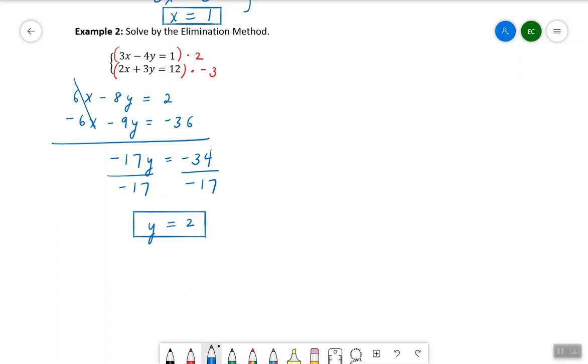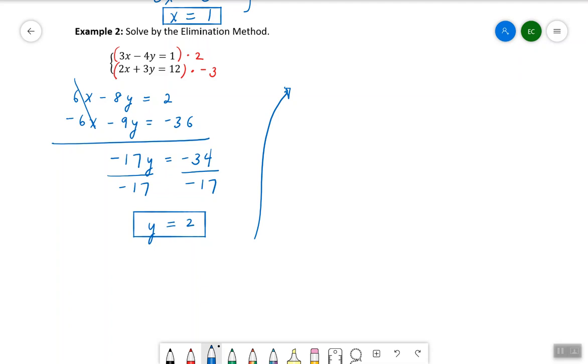Notice we had some other choices when we were setting up the elimination. We could have multiplied the first equation by -2 and the second equation by +3, and that would have been just as good. We also could have eliminated y instead of x. If we wanted to eliminate y, can you see how to do it? To eliminate y, you could multiply the first equation by 3 and multiply the second equation by 4. You should try that and see if you'll get the same answer that we're getting here. We're not quite finished with the problem yet.